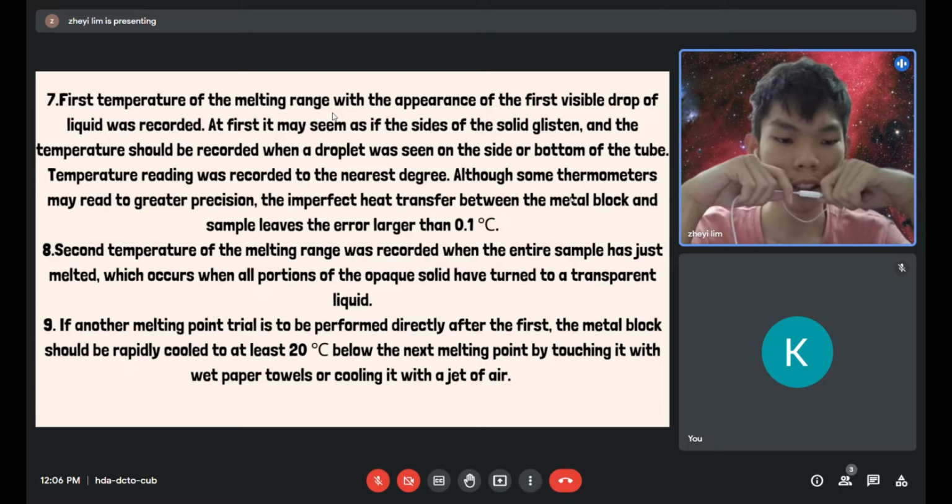If another melting point trial is to be performed directly after the first, the metal block should be rapidly cooled to at least 20 degrees Celsius below the next melting point by touching it with a wet paper towel or cooling it with a jet of air.